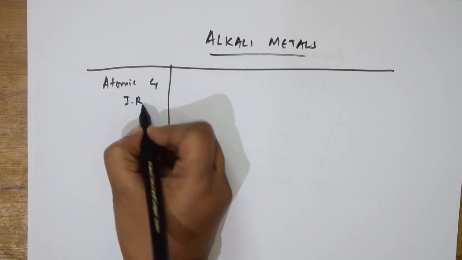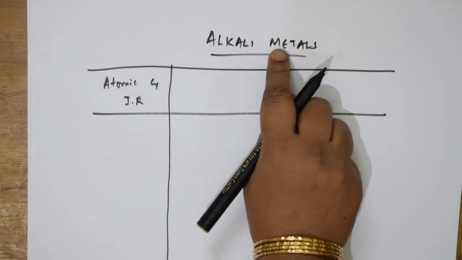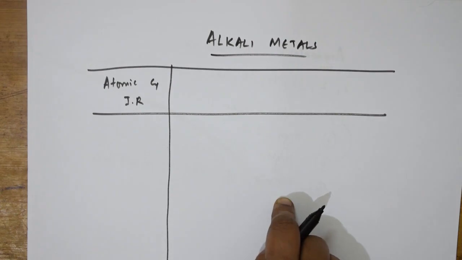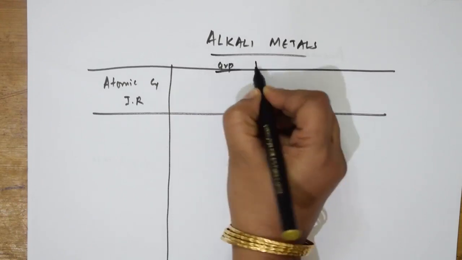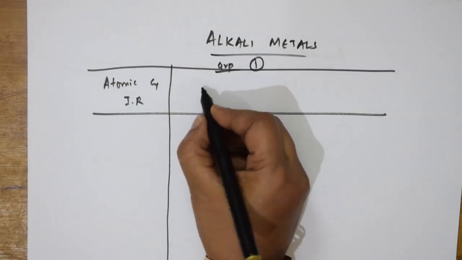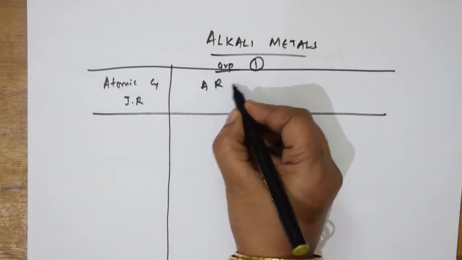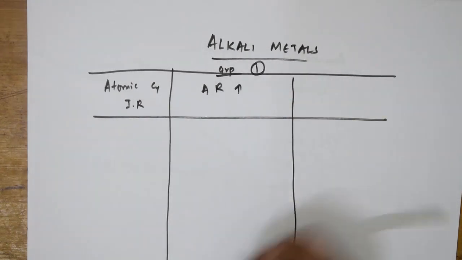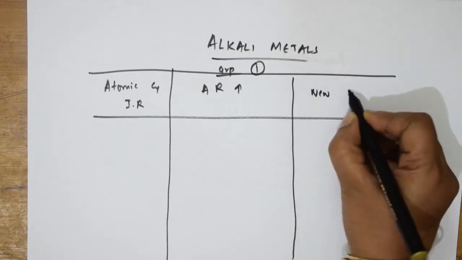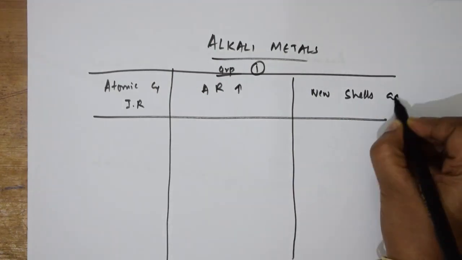Remember this. When I speak about atomic and ionic radii in alkali metals, the first group, that is lithium, sodium, potassium, rubidium, cesium and francium in group 1, atomic radii increases. Why does it increase? Because in a group from top to bottom, new shells are added.